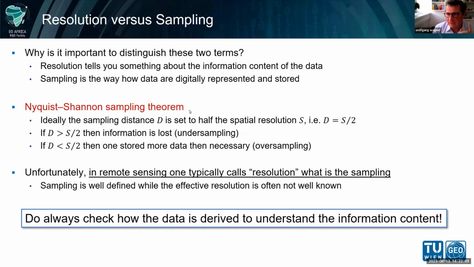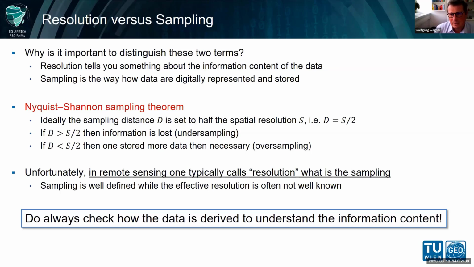Now the interesting thing is, and really take note of this, that most people always talk about resolution, as I have done now also in the past slides. But in the end, most of the time, we actually mean sampling, because sampling is always very well defined. People know the spatial grid on which they're working, on which the satellite data are displayed, with the pixel size. But unfortunately, the spatial resolution is often not well known.